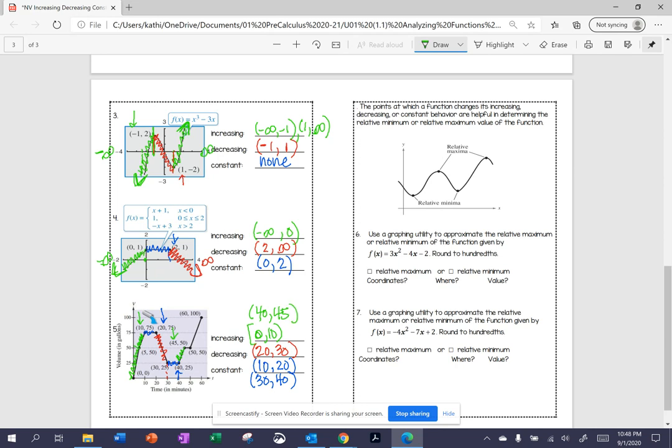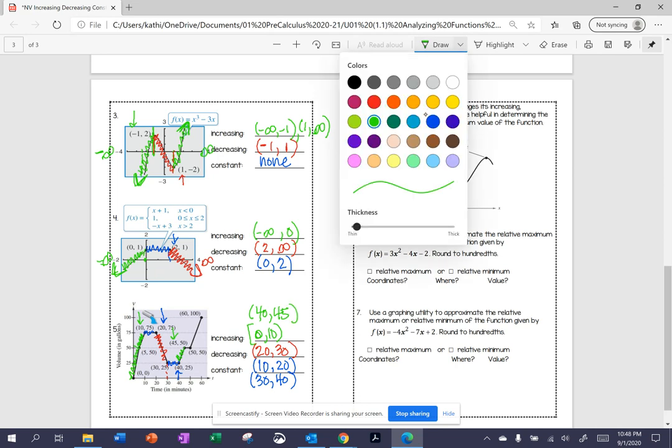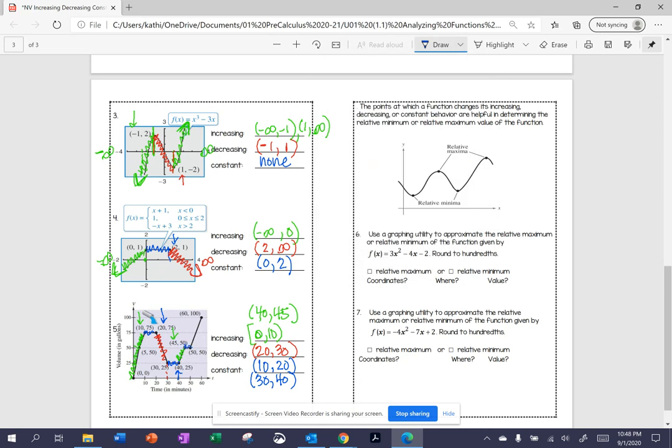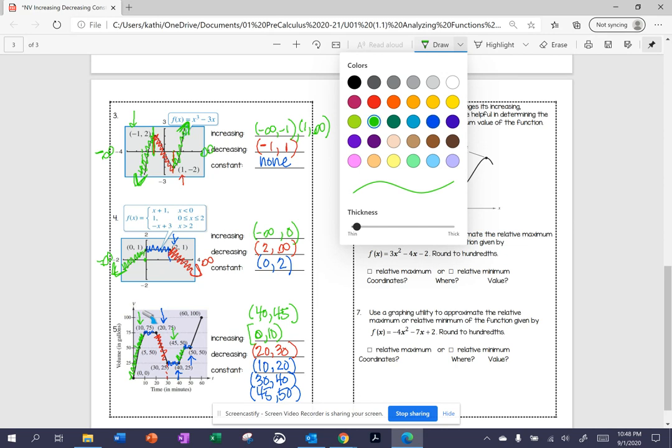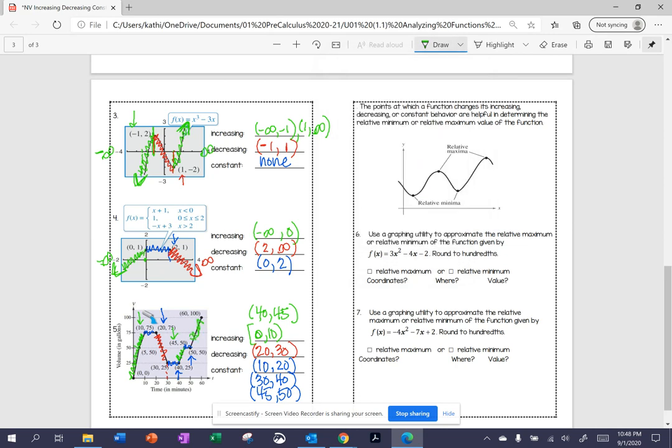not including it, so parentheses again, constant, so constant from 45 to 50, not including 45, not including 50, and then my last section is increasing again. So I'm starting at 50 and going all the way to 60, and this time I can include 60 but not 50, and I show that with a bracket.